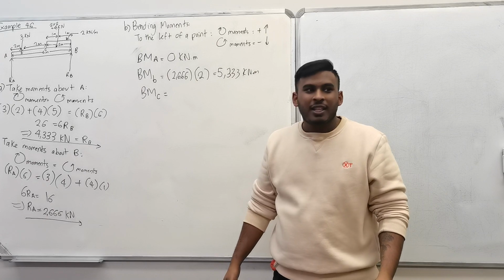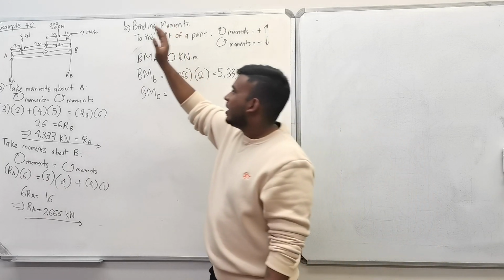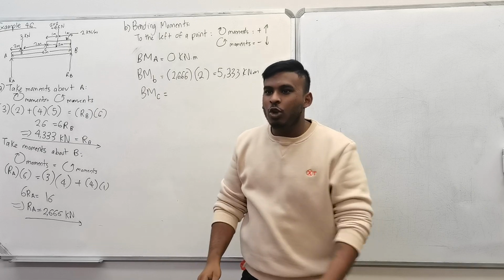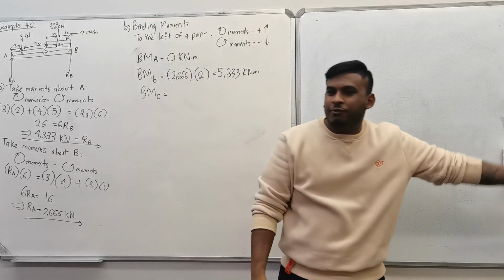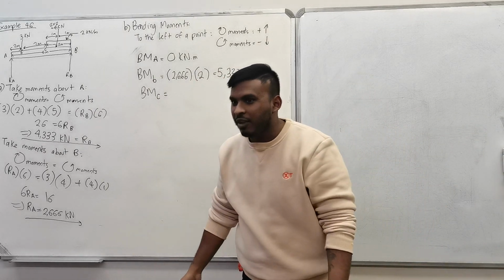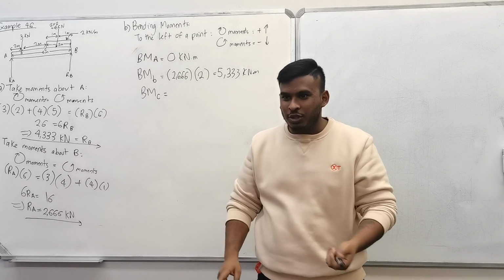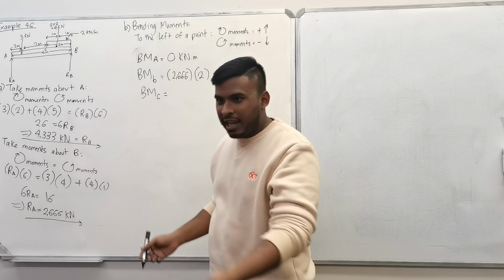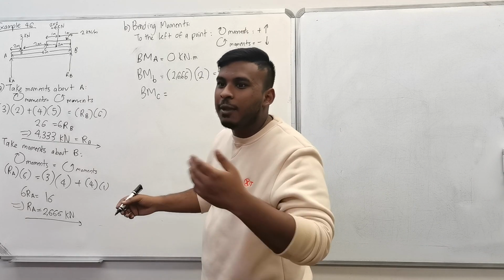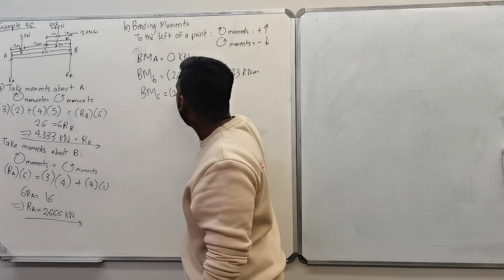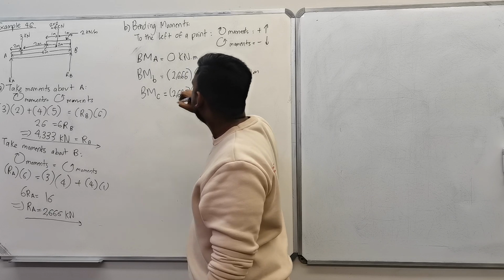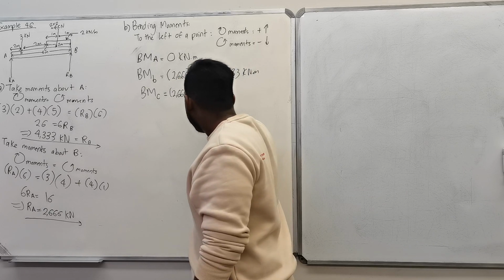It's RA times 4, right? Bending moment at C. You look at all your forces to the left of C. How many forces do we have? What is each force called? Your RA and the 3 kilonewton. Your RA is obviously moving up, so it is a positive value. So this here is 2.666 times 4.